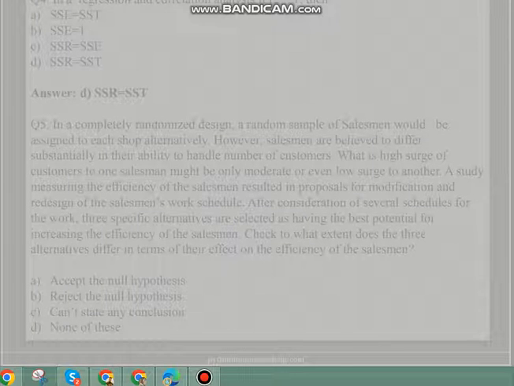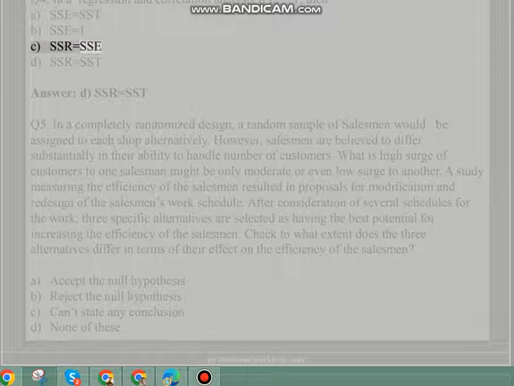Q4. In a regression and correlation analysis, if R² = 1, then A. SSE = SST, B. SSE = 1, C. SSR = SSE, D. SSR = SST. Answer: D. SSR = SST. Q5.